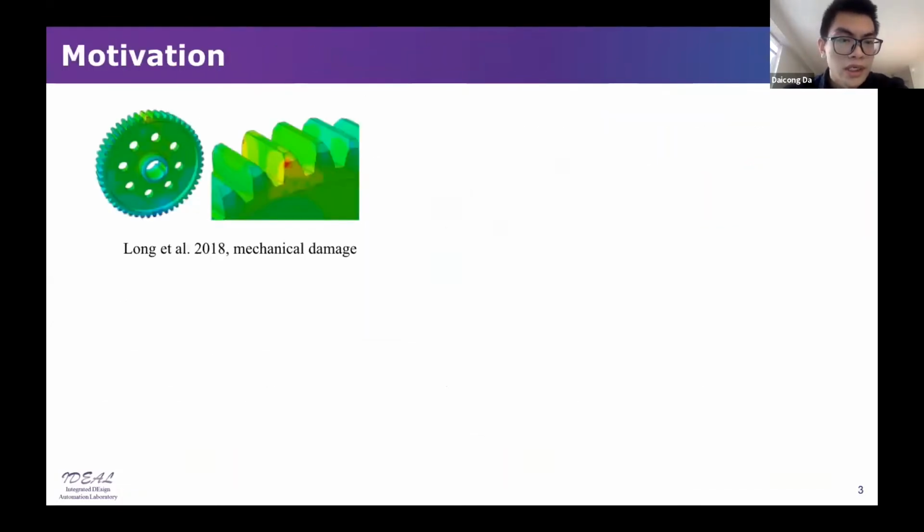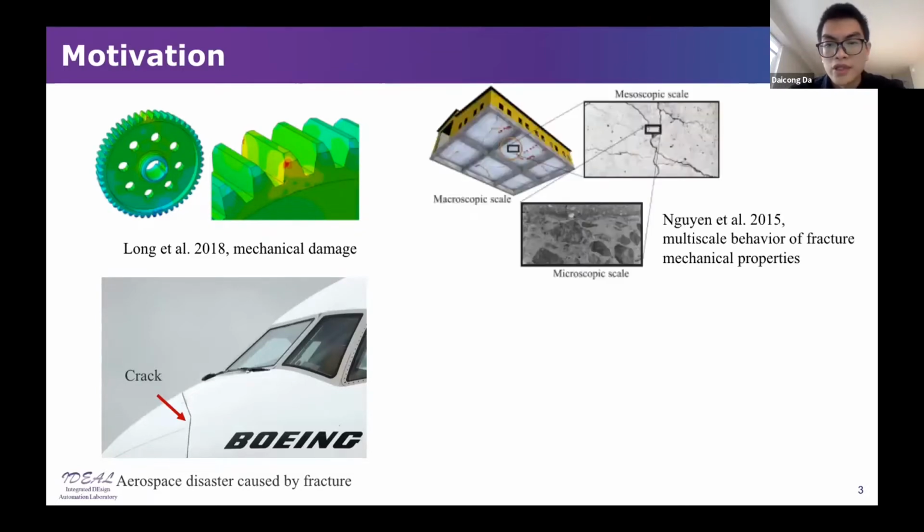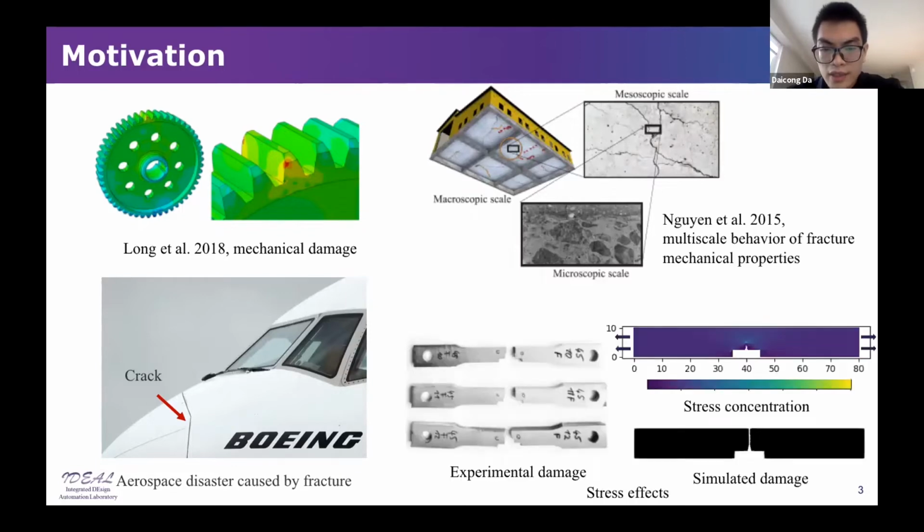Fracture is important. It can often cause damage to mechanical equipment, and it can also cause serious disasters in the aerospace and automobile industries. But fracture is a complex behavior which often involves multi-scale performance in different scales. And on the other hand, the stress concentration will often cause premature crack initiation, such as here, the crack will first be initiated at the stress concentration phase and penetrate the whole structure, like the experiment observed.